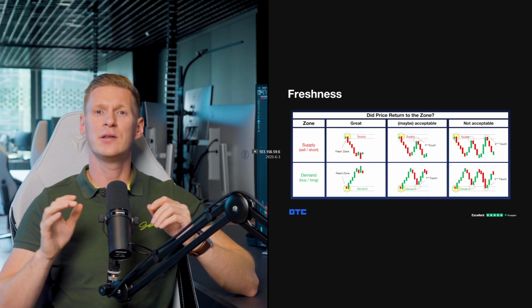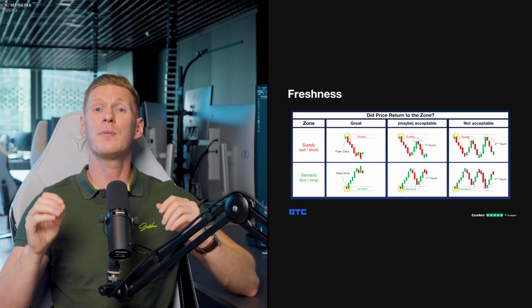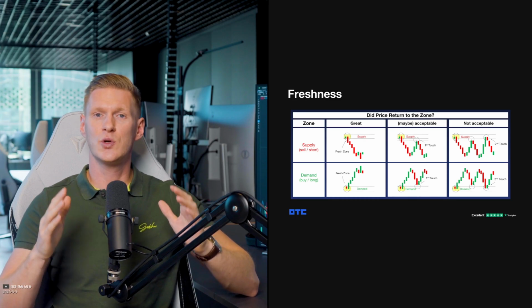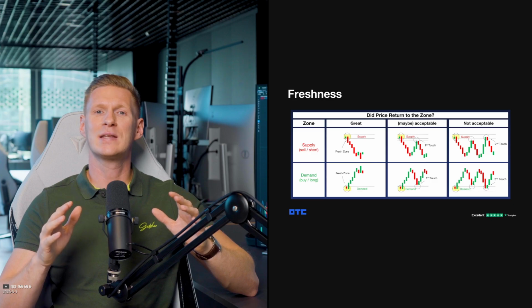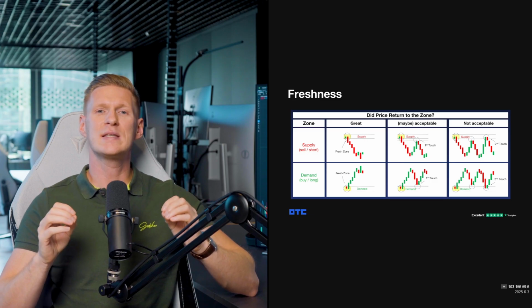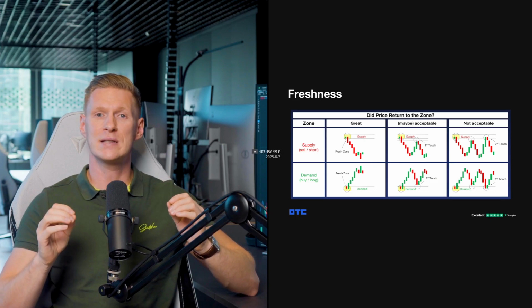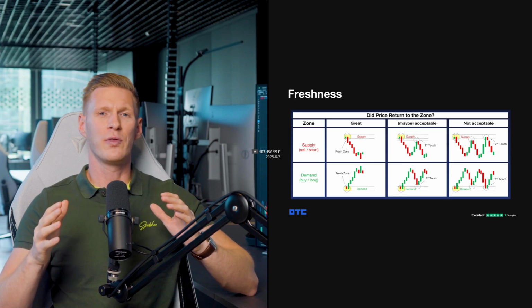Freshness refers to whether or not price has revisited a zone after its creation, and consequently whether some of the unfilled orders within that zone have already been filled. This concept is critical in determining the likelihood of a zone's success. The fresher the zone, the greater the probability that unfilled institutional orders remain, offering a higher chance of success for a trade. There are 3 distinct categories of freshness to consider when evaluating zones, each representing a different level of risk and potential success. Let's walk through them step by step.